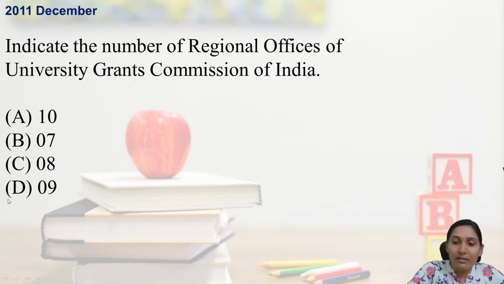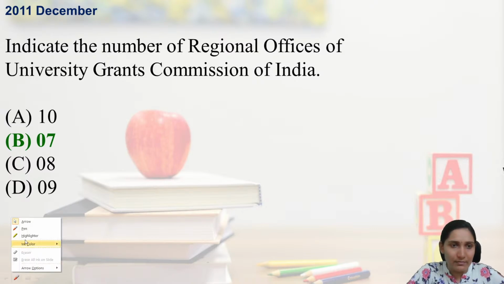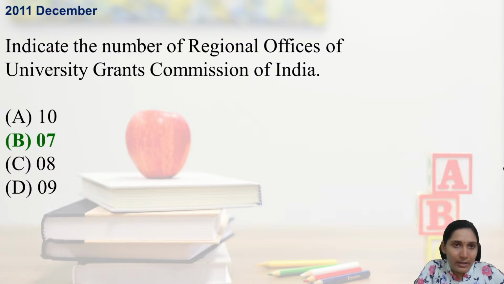Can we check the answer? The answer is B, 7. So do you know which are the regional offices? Okay, I'll give you an idea about the regional offices. So first one, the first regional office, it is the Southern Eastern Regional Office, or called the SERO. Not important, but just giving you for your understanding.